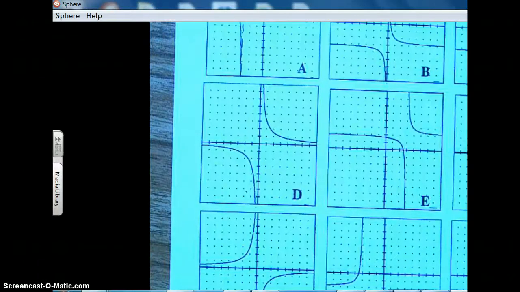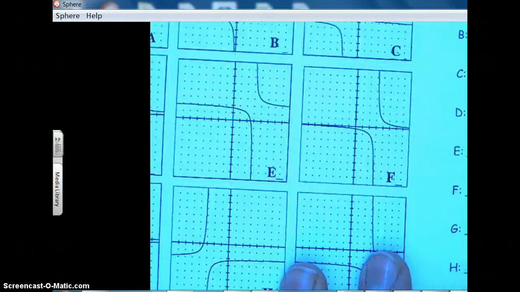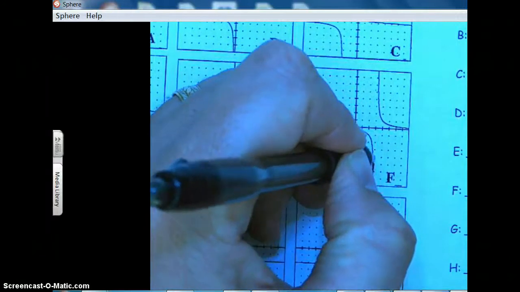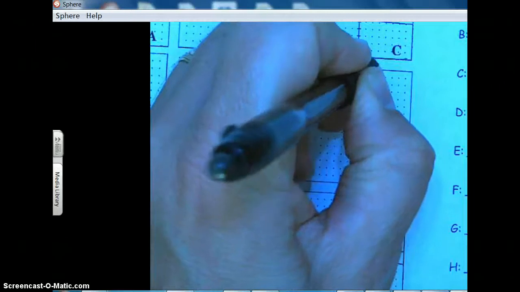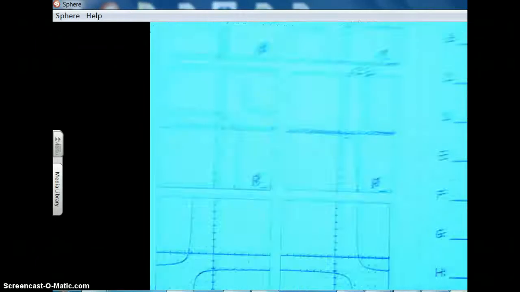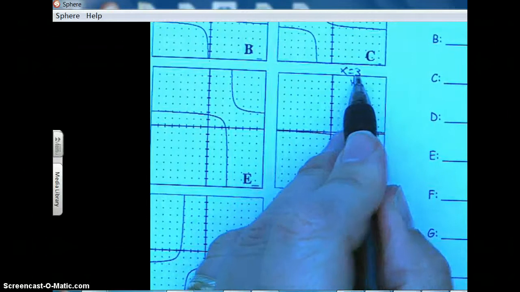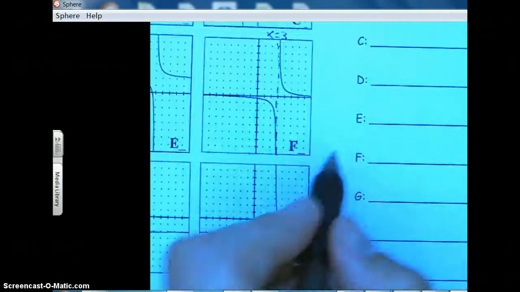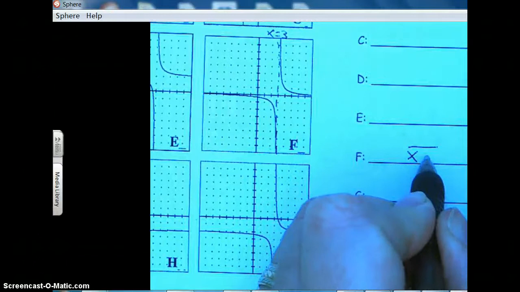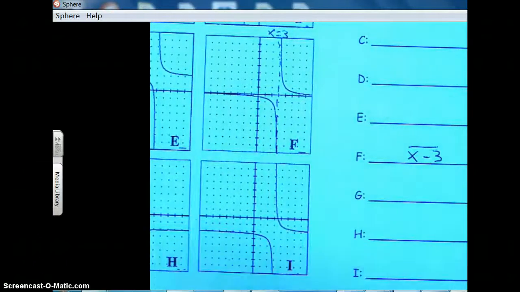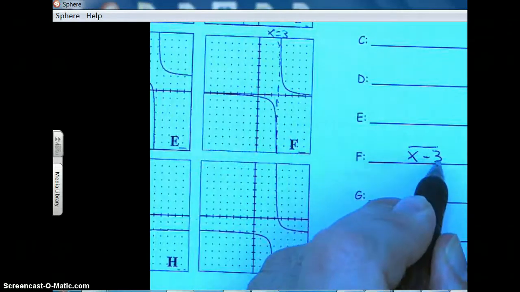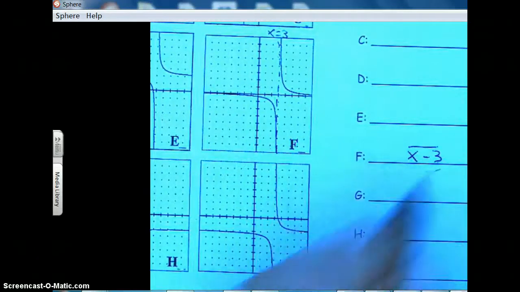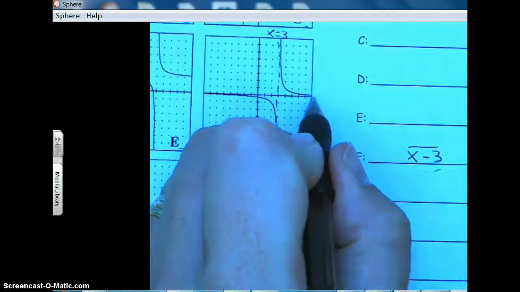Alright guys, let's take a look at another problem. Let's look at letter F. Okay, so starting off with our vertical asymptote, we have x equals 3. Okay, so 3 cannot be part of the domain. So we're going to have x minus 3, because 3 cannot be in the domain. So 3 minus 3 is 0.